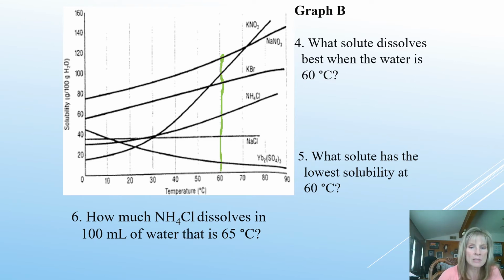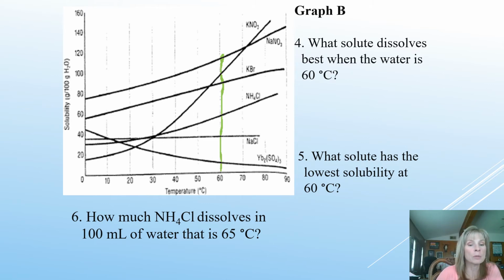Which solute has the lowest solubility at 60 degrees? Well, you do the same thing, but you find the line that intersects with that temperature line right there. So at 60 degrees, which one dissolves the least? Which one's got the lowest solubility? Well, it's that ytterbium sulfate.